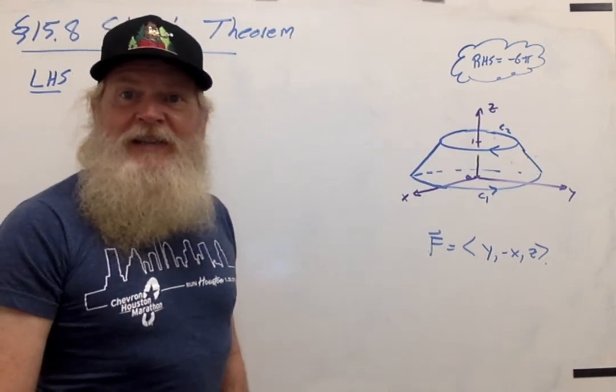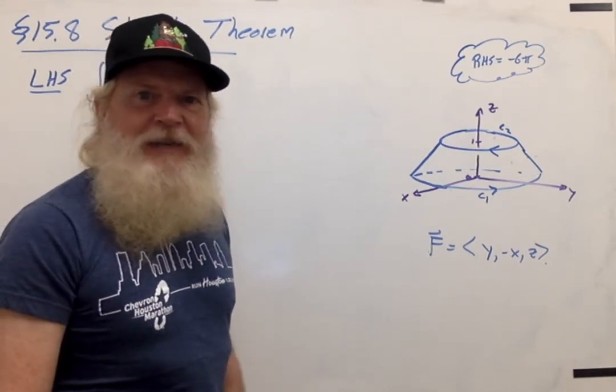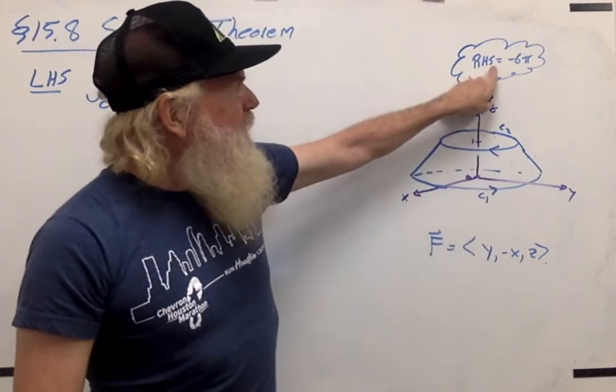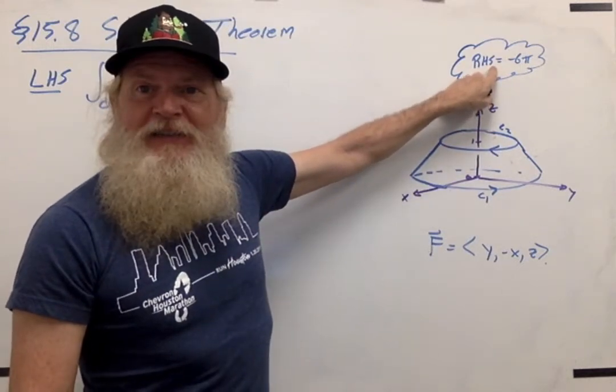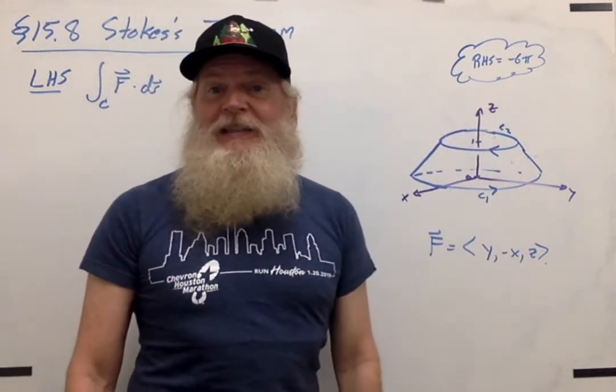Now let's look at the left-hand side of Stokes' theorem for this example. In the previous video, we found out that the integral on the right side was negative 6 pi, so we hope to get exactly the same answer here.